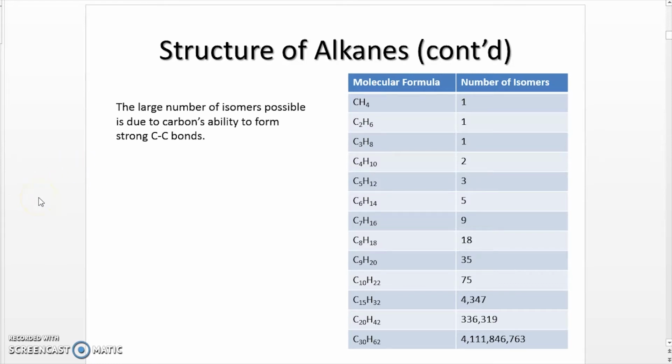Again, this slide illustrates the increase in molecular formula regarding the increase in number of isomers. So for CH4, which is methane, there's only one possibility. And moving up to C4H10, which is butane, we now have two isomers possible for that.